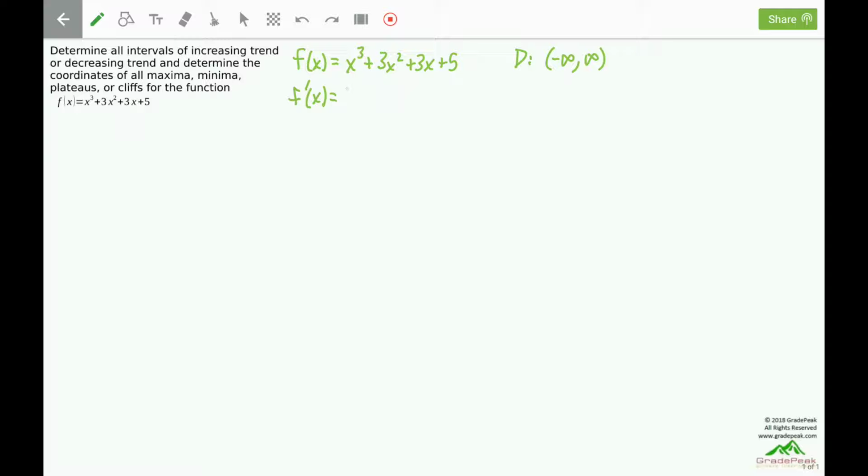f prime of x equals, first term is power rule, bring down the power, subtract 1 from it. Second term is power rule, bring down the power, multiply with the 3, subtract 1 from it. Third term is a constant times x, derivative is a constant. Fourth term is a constant with no x, derivative is 0.